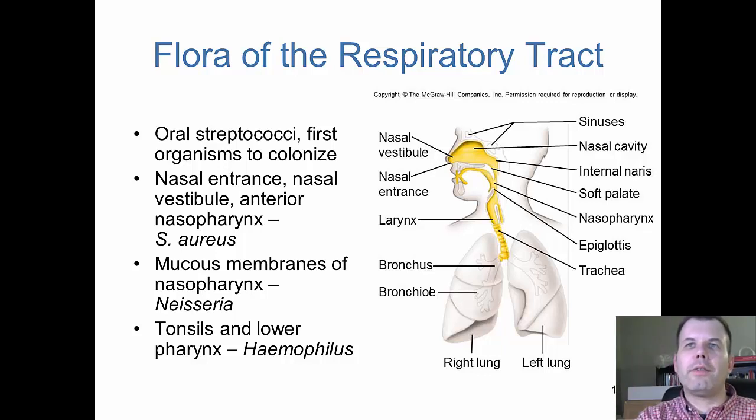Now, if we look at these things, streptococci organisms grow in the mouth and then the back of the throat, in the nasopharynx. And then we also have Staph aureus that grows in the nasal entrance, and then the mucous membranes of the nasal passage have Neisseria that can cause a lot of problems, and we'll look at that later on. And then the tonsils in the lower pharynx have different strains of Haemophilus. So lots of different things can grow.